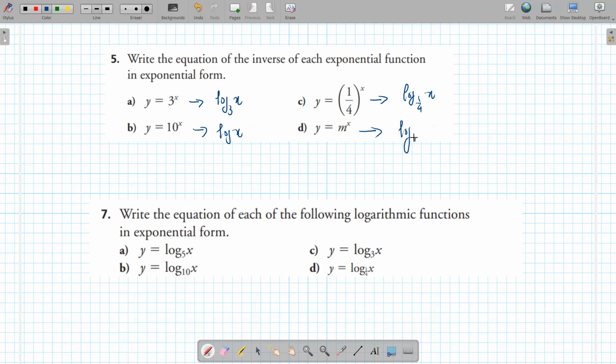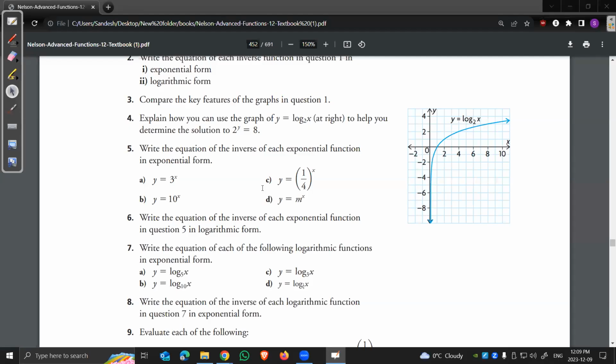On the other hand, if you have a log function, whatever this is becomes the base. So for the first one, you get 3 to the power of x. What's the answer to D? 1/4 to the power of x. Yeah, 1/4 to the power of x. So that's the idea. Log is the inverse of an exponential function.